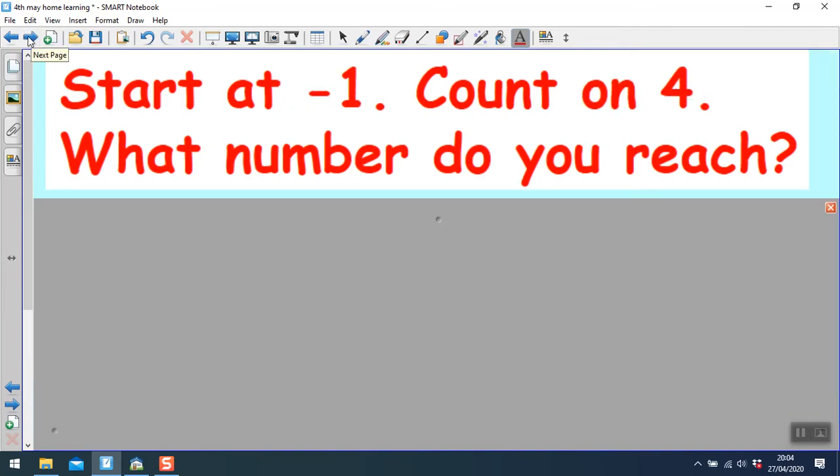Here's another one without the number line. Pause the video while you try and work out the whole calculation and the answer.